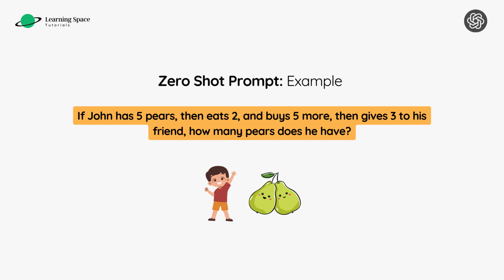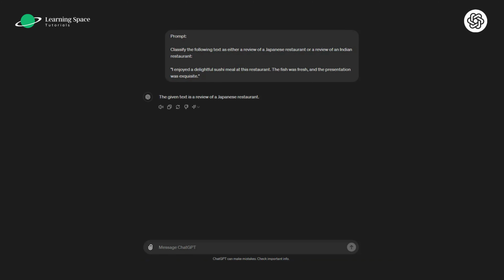Let's see some examples. Now, zero-shot prompting can be used for text classification by providing a clear description of the categories you want. Let's classify reviews based on cuisine type. This is my prompt, which says, classify the following text as either a review of a Japanese restaurant or a review of an Indian restaurant. I enjoyed a delightful sushi meal at this restaurant. The fish was fresh and the presentation was exquisite.